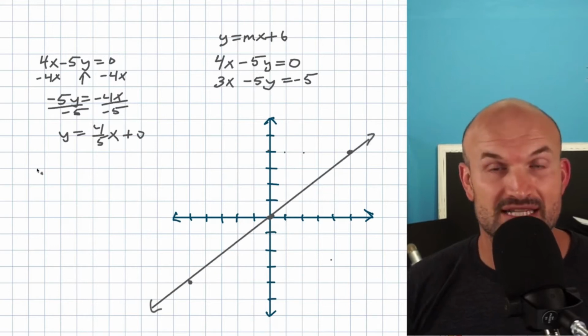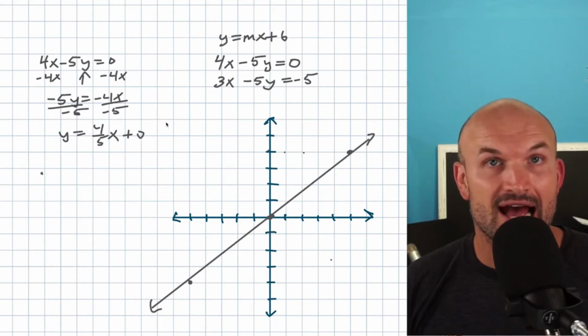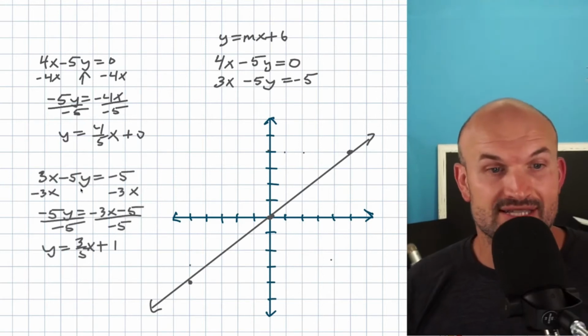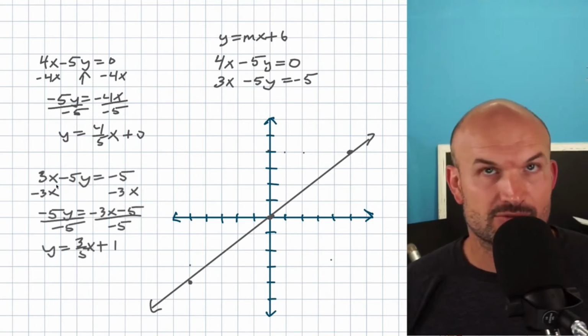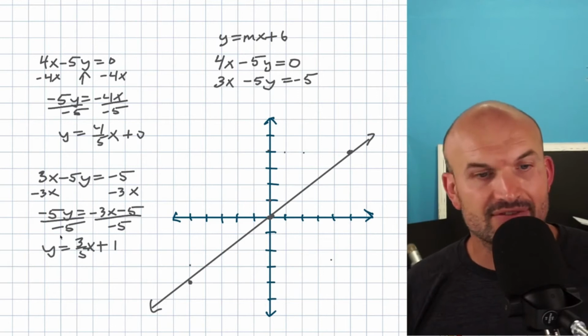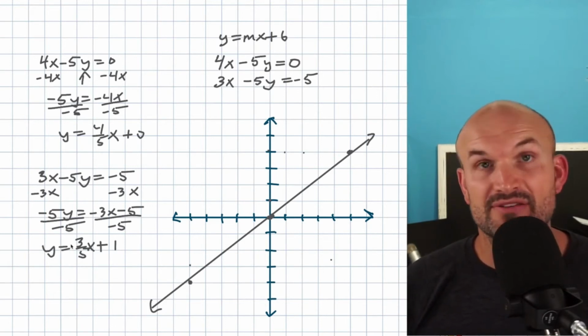Now we need to go ahead and apply this process for the second equation. So I'll rewrite it and then solve for y. Okay, now you can see, again, I just used my inverse operations, right? I subtracted the 3x and I divided by -5. And that gives me an equation of y equals 3/5 x plus 1.